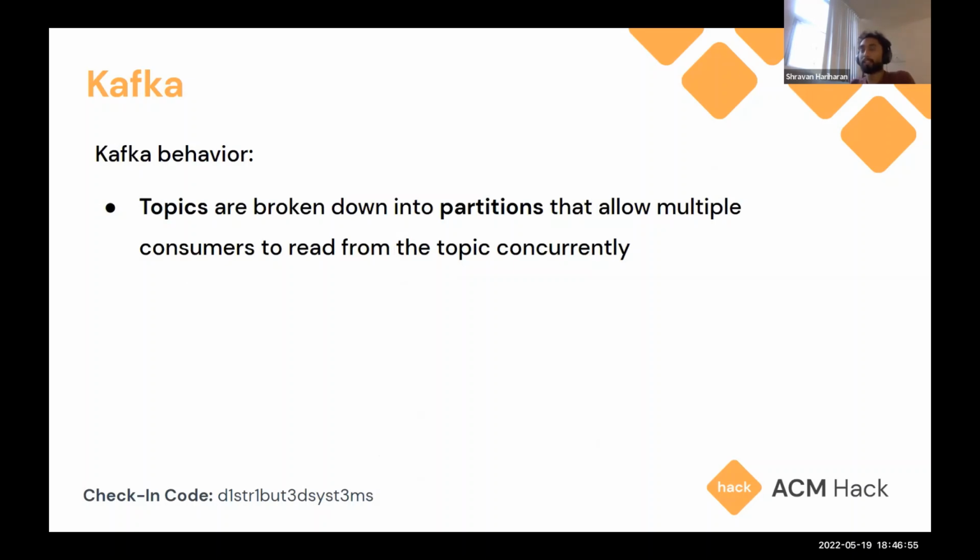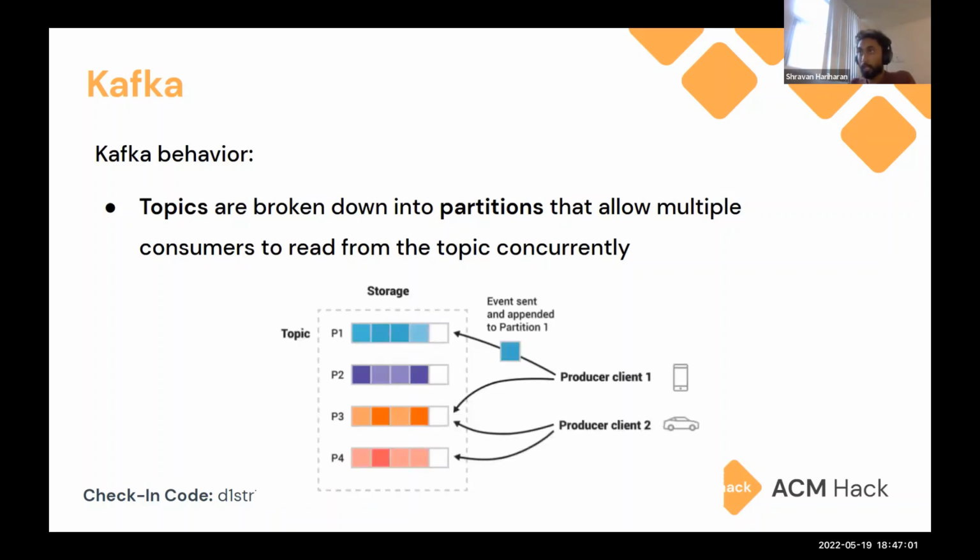we have topics, and these topics are also broken down into what's called partitions. So here's an example of what this looks like. And this is actually a very, very important part of Kafka, because what this allows us to do is have multiple consumers reading and multiple producers writing to the topic all at the same time.